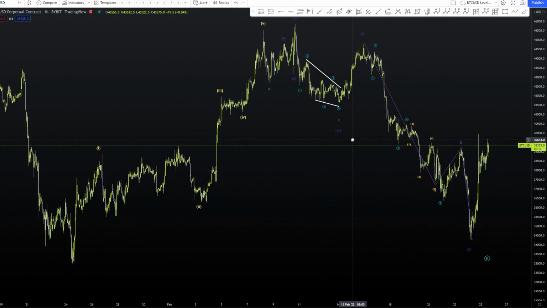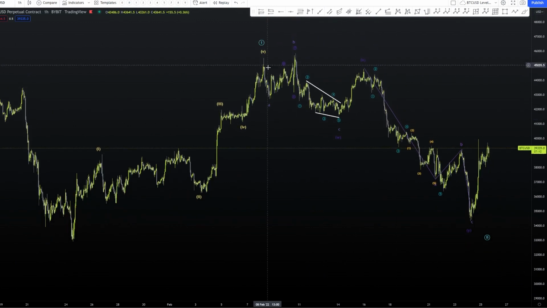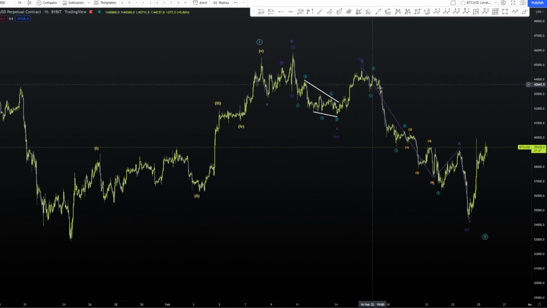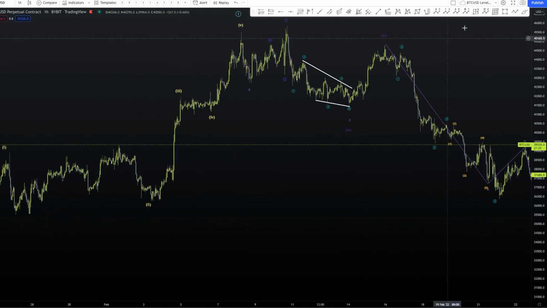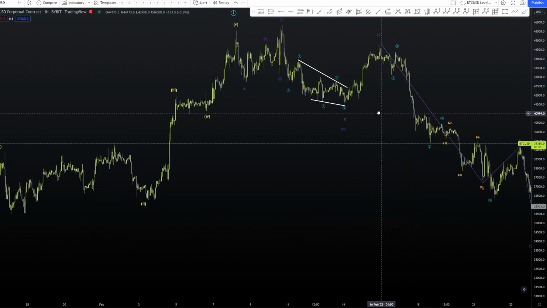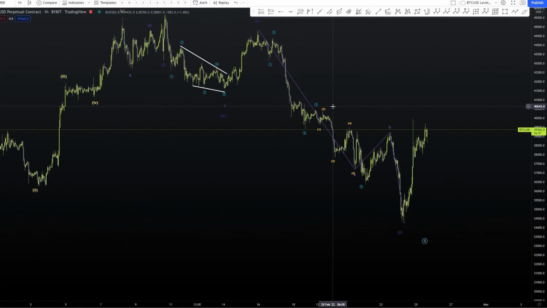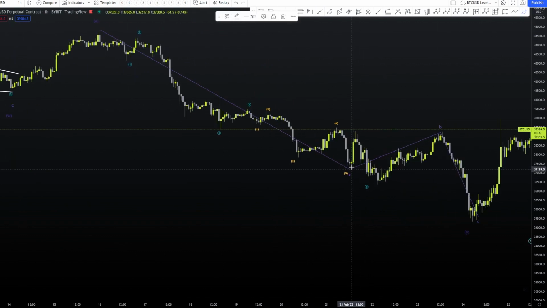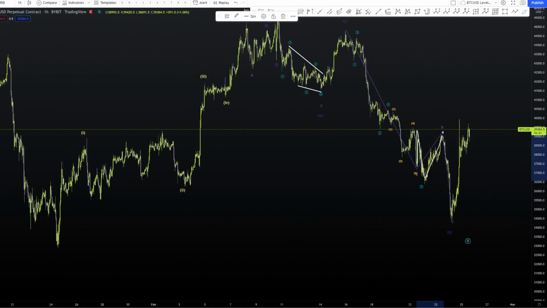And then we move into a WXY, which would be an expanded flat, into a wave X, which would be a pretty impulsive wave X. But like I said, we probably have to say A, B, C for the wave X for a zigzag. And then we get a pretty funky zigzag for the wave Y, which, the best way I have to count it really would be saying this is a 1, 2, 3, 4, 5 for the wave A, up for the wave B, which would probably be A, B, C for a flat, then down for the wave C.